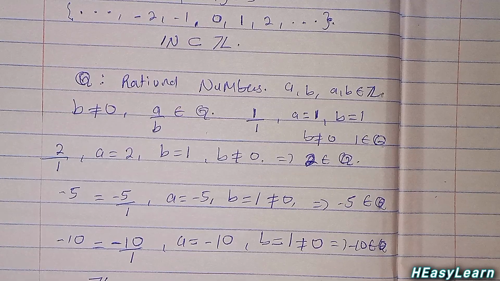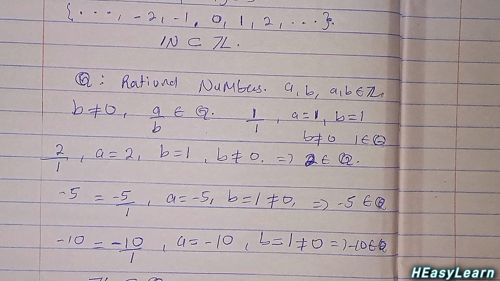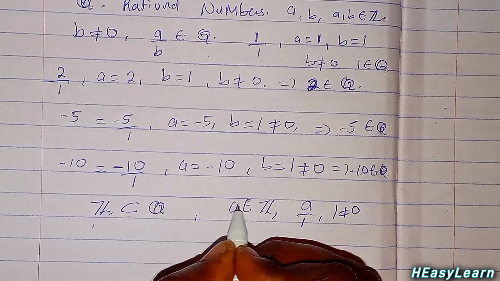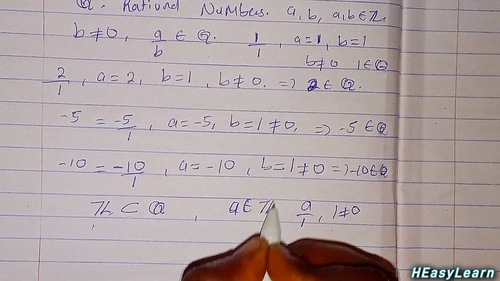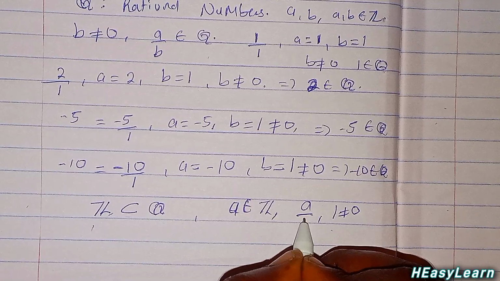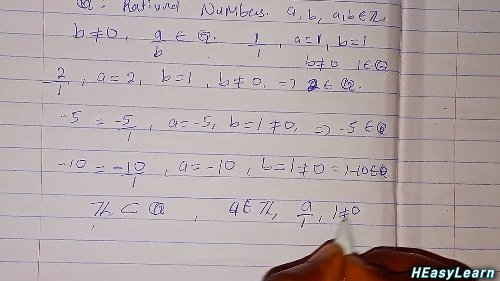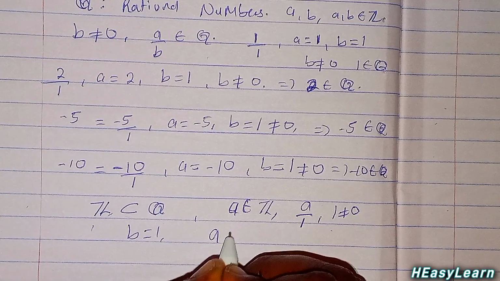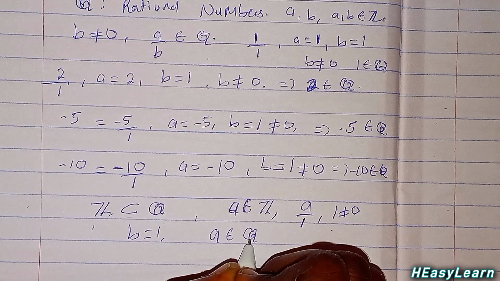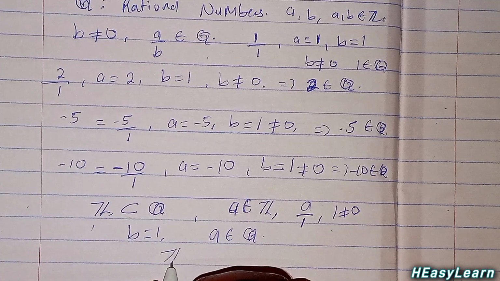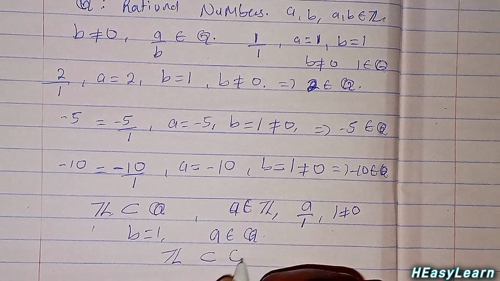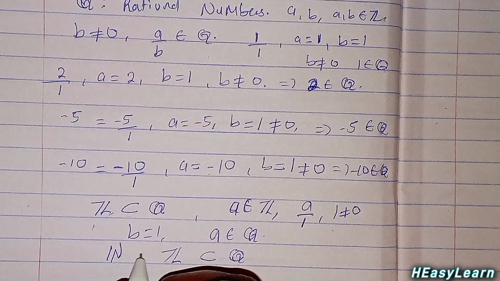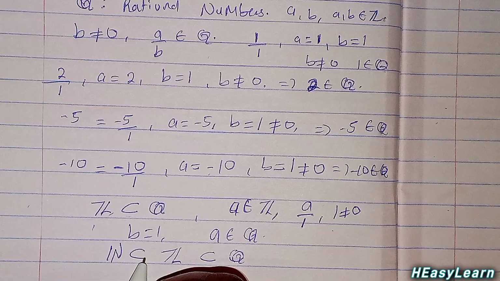All the sets of integers are inside the set of rational numbers, because if you pick any number a from the integers, a can always be written as a/1, for which b equals 1, b is not equal to 0, and what? a will always belong to the set of rational numbers. That is why all sets of integers are inside the set of rational numbers. And from above, the set of natural numbers is inside the set of integers.